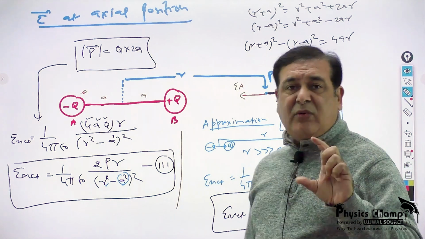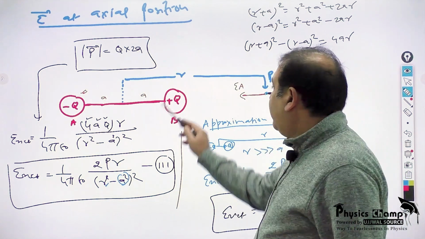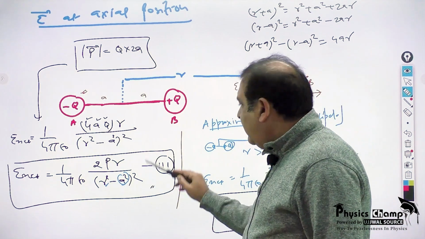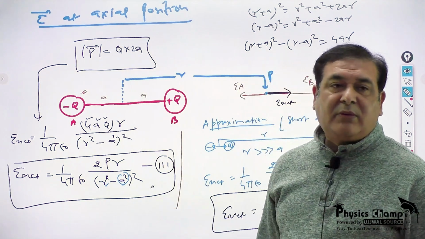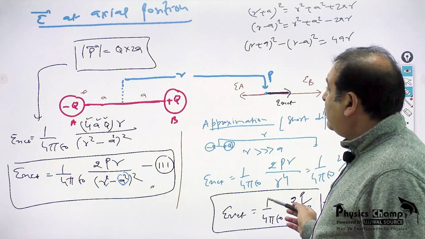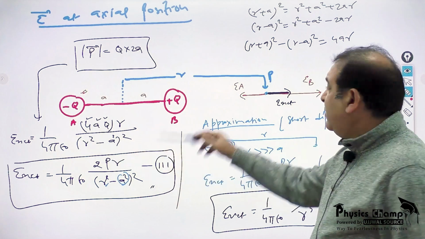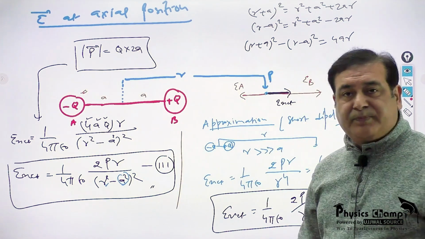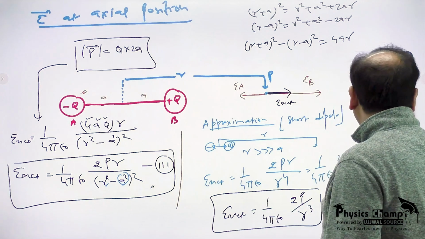In case it is not a short dipole, the separation between the charges is comparable to R, then you write 2pr by R square minus A square whole square. And if the separation between the two charges is very small as compared to R, then you call it 2p by R cube. So once again, I show you the result and we will try to understand the significance of that.